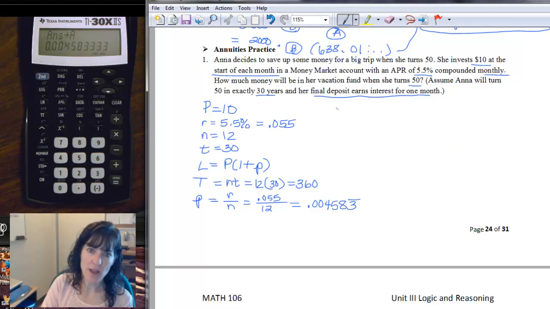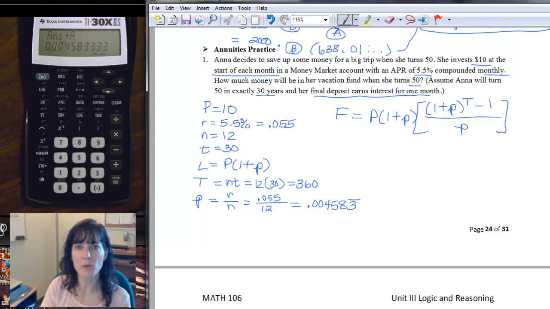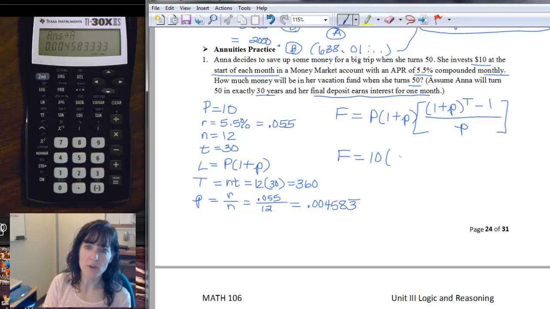So I have F equals, and I know L is going to be the capital P times 1 plus the little p this time. And then my big parentheses, 1 plus little p again, raised to the capital T, whole thing minus 1, and then that entire part divided by little p. So fill in my values. F equals, my P was $10.